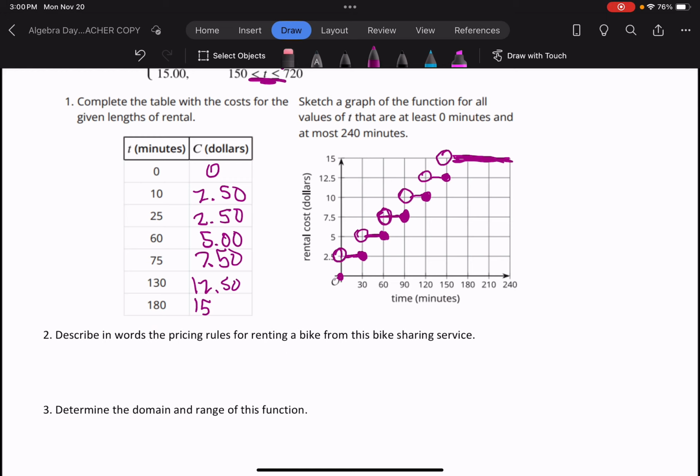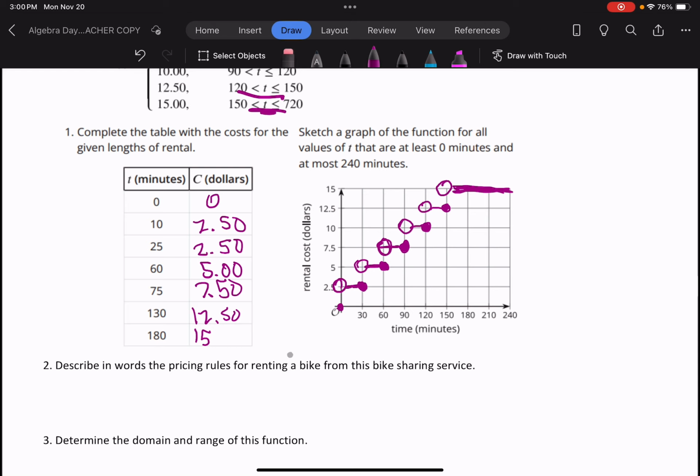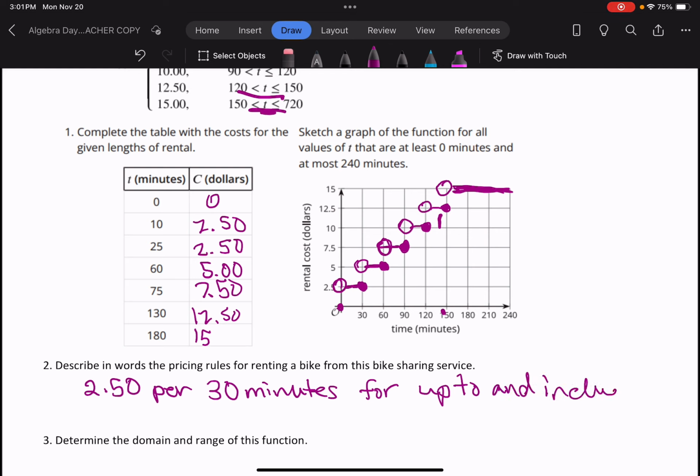Describe in words the pricing rules for renting a bike from this bike sharing service. So we can see that every 30 minutes, right? Every 30 minutes it goes up $2.50. So it is $2.50 per 30 minutes for up to, and so that's up to and including 150 minutes.